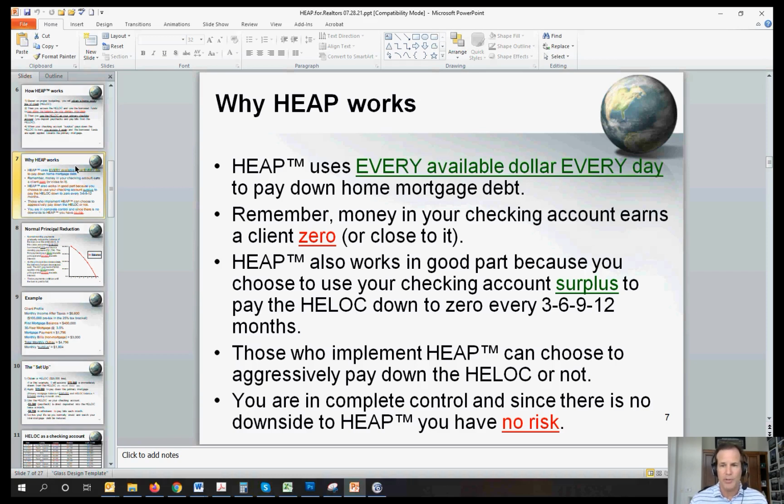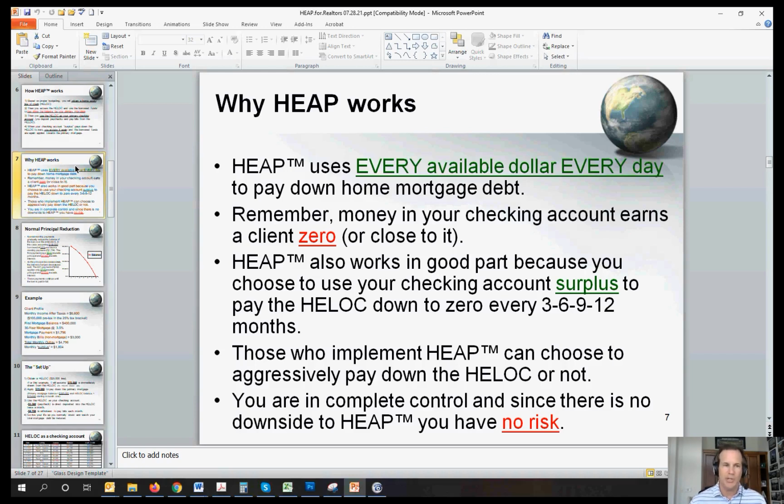That's the other really cool thing about the home equity acceleration plan. Once it's set up, you don't have to think about it. You don't have to do anything special. You just go live your life and start using the HELOC as your checking account. But your typical client, depending on the size of the HELOC, will pay off the HELOC every 3, 6, 9 months.